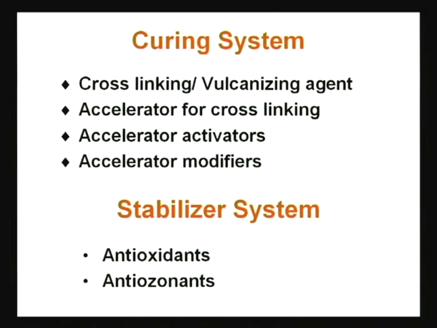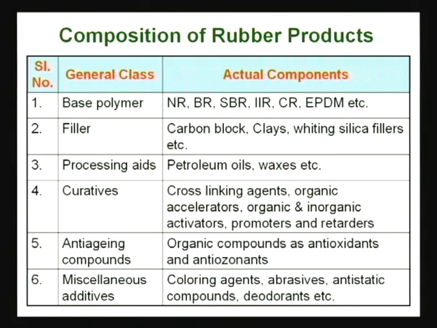Then the stabilizer system, one is antioxidant and the other is antiozonant. Normally these two classes of stabilizers are used in rubber products. Then let us look into the composition of a rubber product. So, the general classes in these compositions are base polymer. I have already mentioned the names, and a few names are shown here in the slide. Then fillers are carbon black, clays, whiting, silica fillers, etcetera.